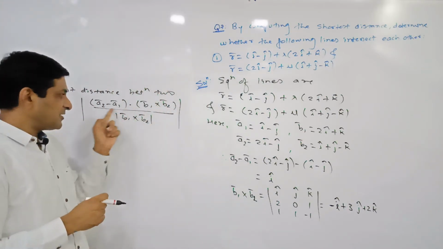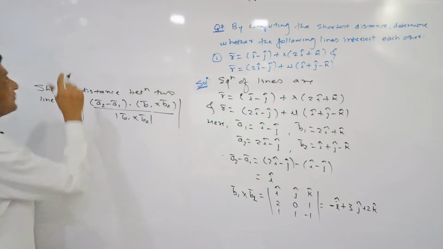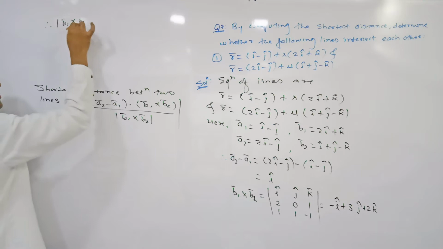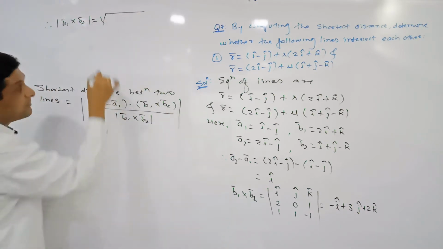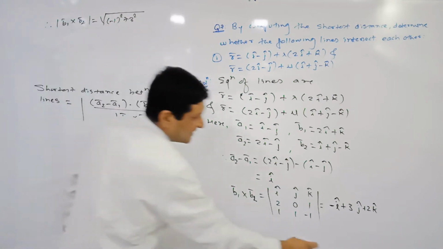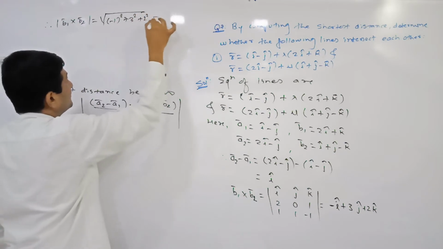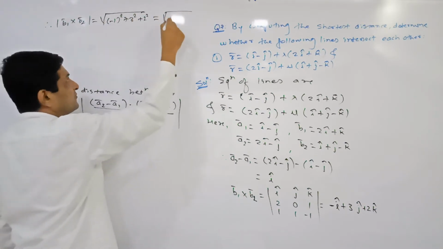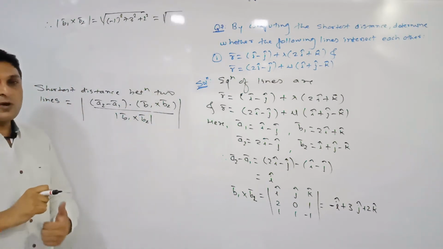Again, in the denominator we will require the magnitude of b1 bar cross b2 bar. So let us try to find out this magnitude. Therefore, the magnitude of b1 bar cross b2 bar is equal to under root, minus 1 square plus 3 square, and lastly plus 2 square, which is equal to under root 1 plus 9, 10, 10 plus 4, 14. So root 14 will be the magnitude of b1 bar cross b2 bar.